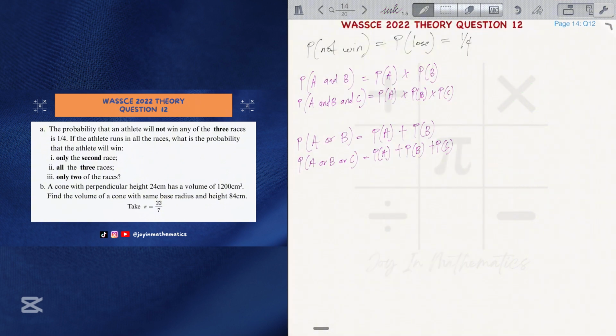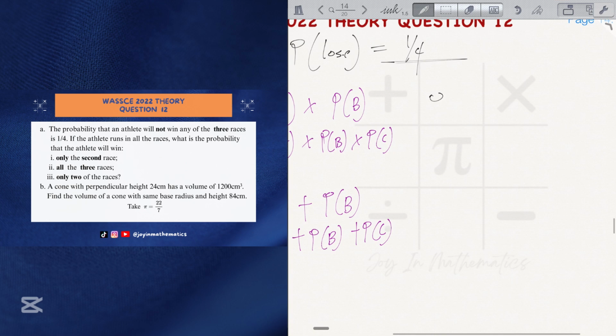In the question, we're given that the probability that an athlete will not win any of the races is equal to 1/4. Now we are saying that the probability of the guy losing is equal to 1/4. The question now is, what if the guy wins? What is the probability?